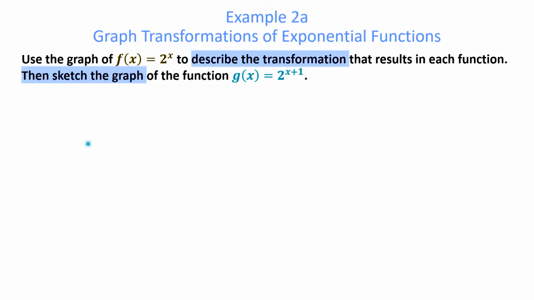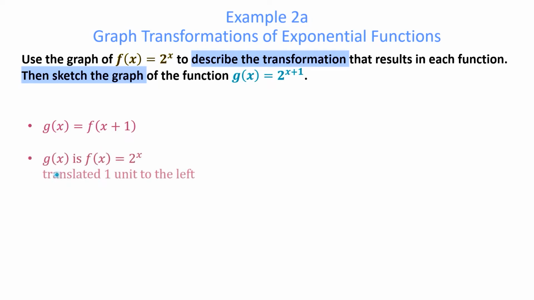So this tells us we can rewrite g of x as being equal to f of x plus 1, because all we did was simply replace the x with an x plus 1. Now this form will help us decide on the transformation that takes place. So we can say that the graph of g of x is the same as f of x equals 2 to the power of x, but it's translated 1 unit to the left.